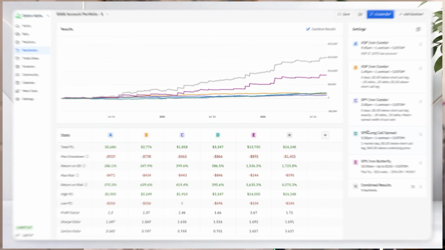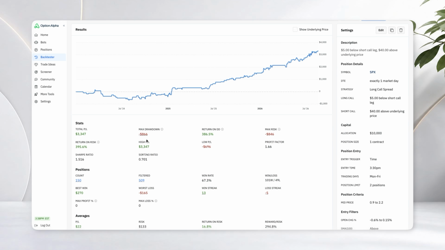And then strategy D is the SPX long call spread. This enters at 3:30 p.m. with one contract, and this is a 1 DTE strategy. It produced $3,347. The max drawdown was 866, max risk was 846, and the profit factor was 1.66. This one has some more risk than some of the others, so I don't want to ignore that, but it adds a different type of exposure to the portfolio, and that's the point.